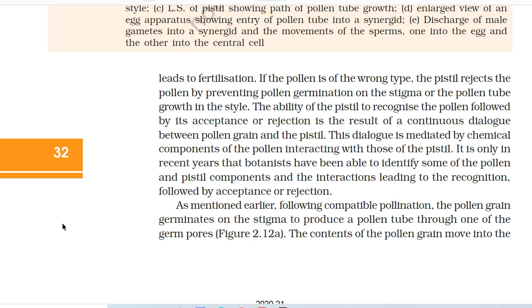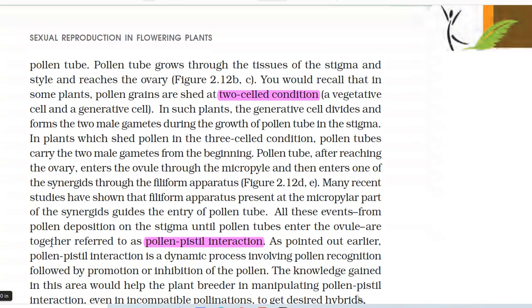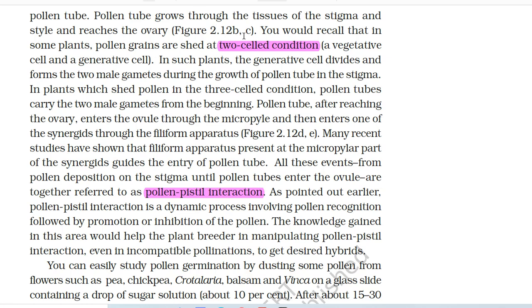As mentioned earlier, following compatible pollination, the pollen grain germinates on the stigma to produce a pollen tube through one of the germ pores. The contents of the pollen grain move into the pollen tube. The pollen tube grows through the tissues of the stigma and style and reaches the ovary. You would recall that in some plants, pollen grains are shed in a two-celled condition, a vegetative cell and a generative cell. In such plants, the generative cell divides and forms the two male gametes during the growth of the pollen tube in the stigma. In plants with pollen shed in the three-celled condition, pollen tubes carry the two male gametes from the beginning.